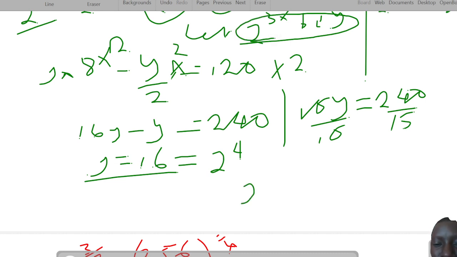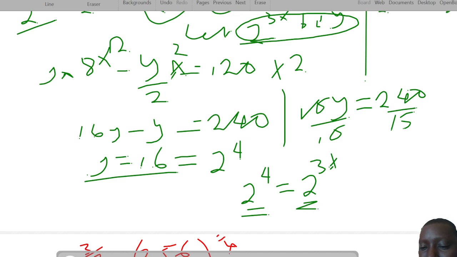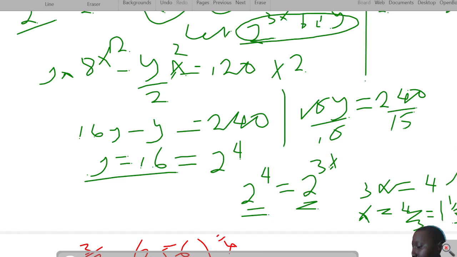So then we say that 2 power 4 is equal to 2 to the power of 3x. And because the bases are the same, then the powers should be the same. So basically, 3x should be equals to 4. And therefore, x should be equal to 4 all over 3, which is basically 1 and 1 over 3. So that's all. That's what we were supposed to do, class.